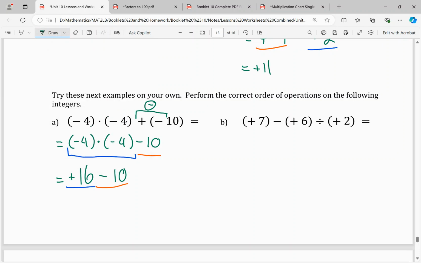Next, we go through again, and we handle the addition and subtraction. Now, 16 minus 10 is 6. We can do that just using mental math.